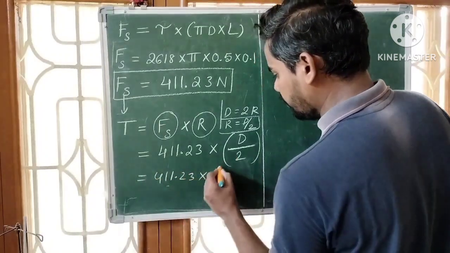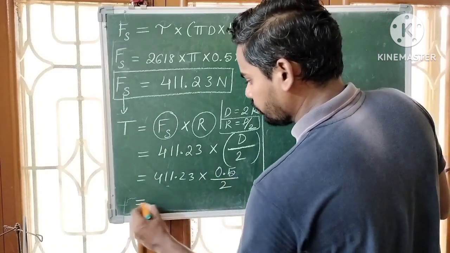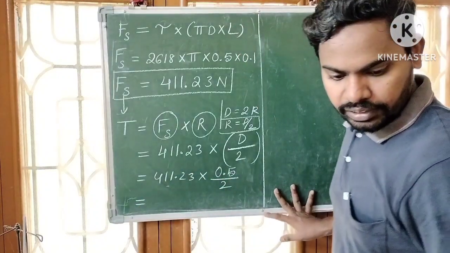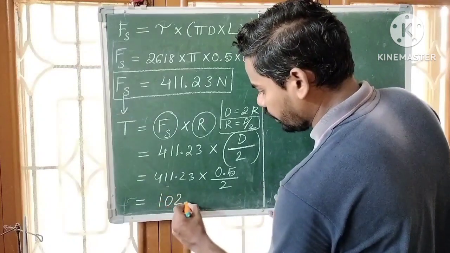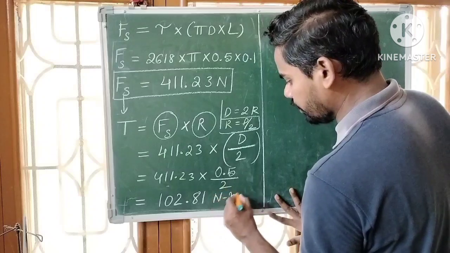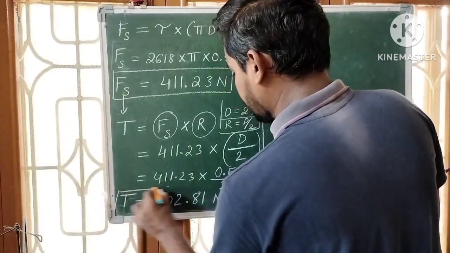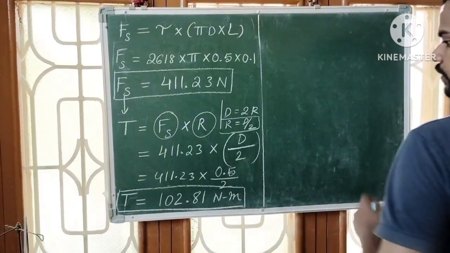411.23 into diameter, how much? Diameter is 0.5 meters, divided by 2. If you simplify this, you will get approximately 102.81, with torque unit Newton meter. This much torque is experienced by the shaft.